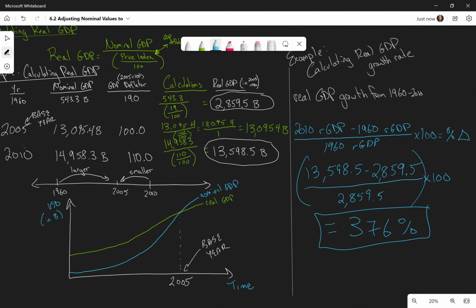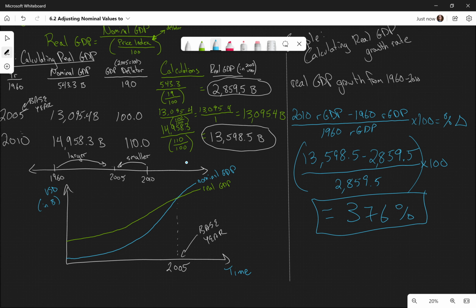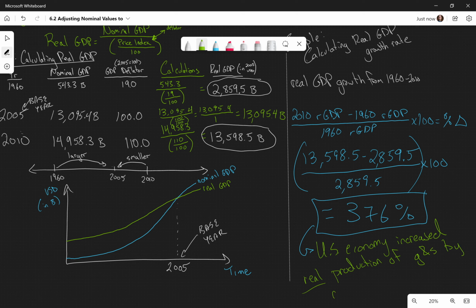So in English, this is telling us that the U.S. economy increased the real production of goods and services by a factor of 4 since 1960.